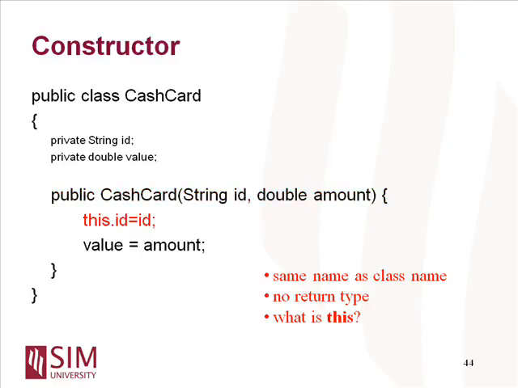Then the input parameters have to be assigned to the instance variables of the class. That is the statement this.ID equal to ID, where this is a Java keyword which denotes the new object that is being constructed. Then the input parameter amount is also used to initialize the instance variable value of the newly created cash card to indicate how much money is being stored in the cash card.